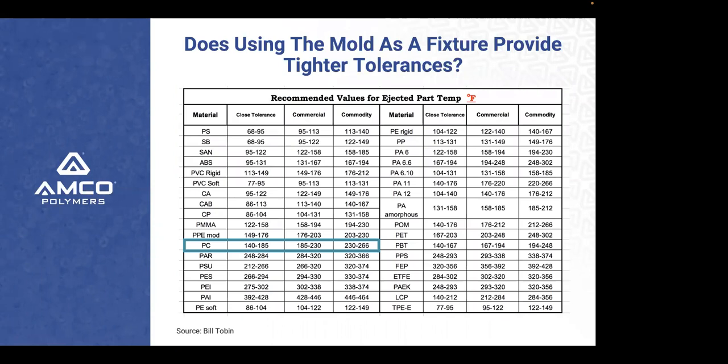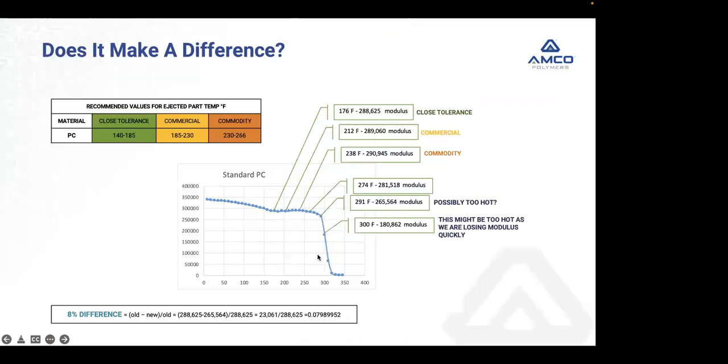So I went to PC and I started doing some testing. I went back to Tobin's thing. He says here 140 to 185 for close, 185 to 230 for commercial, and 230 to 266 for commodity. I'm like, oh, okay, that's pretty good. So I pulled up a DMA. This DMA is actually for a Macrolon 2407, I believe. And it says, okay, close tolerance is 140 to 185, which is way back here. My modulus is 288,625. Commercial, my modulus is just slightly higher by 1000 PSI.